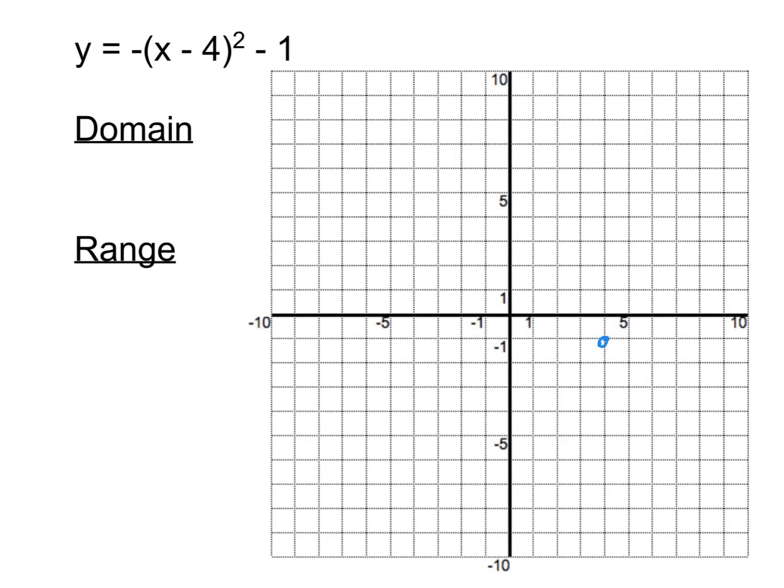And then having plotted my vertex, notice we got this negative out front of it. That tells me then that my graph is going to be opening downward. So we're going to be looking at something like that. This is what we actually get when we plot each of those individual points. Over 1 down 1, over 2 down 4, over 3 down 9.